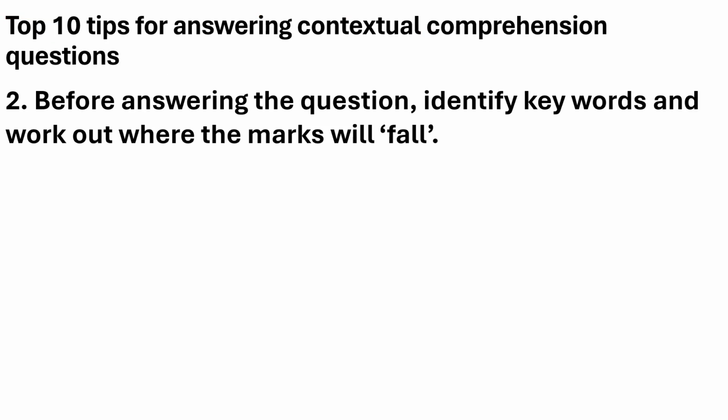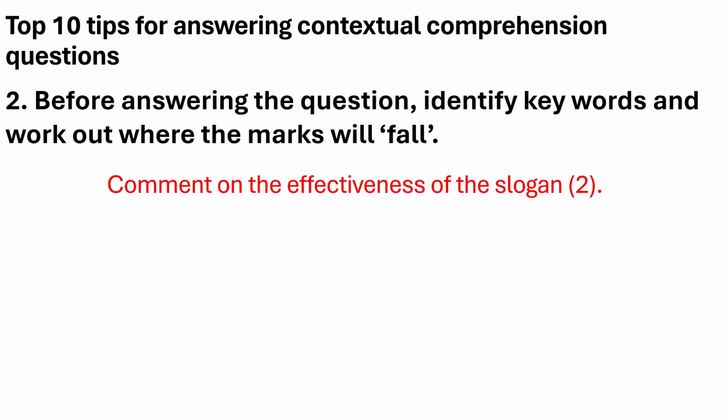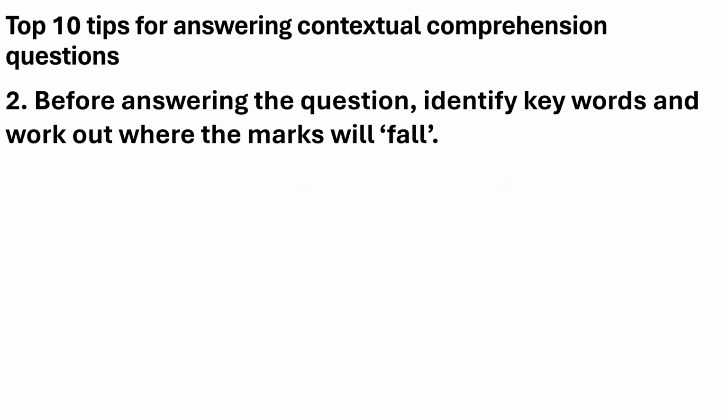Tip number 2. Before answering the question, identify keywords and work out where the marks will fall. For example, in the question, comment on the effectiveness of the slogan, for 2 marks, you will get 1 mark for identifying the slogan and 1 mark for explaining why it is effective, as long as you are specific about the effect that the slogan has on the reader. If you don't know what a slogan is, I suggest that you watch the YouTube video on advertising techniques, which is also on this YouTube channel.